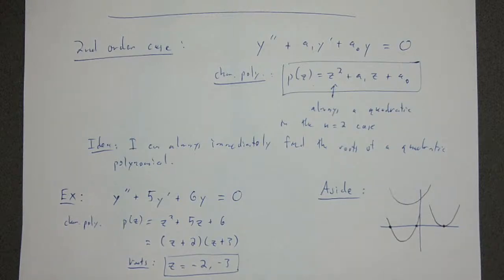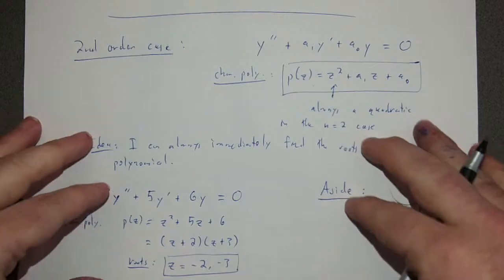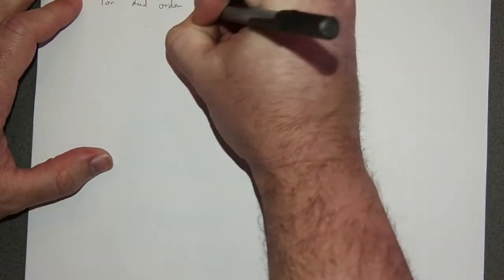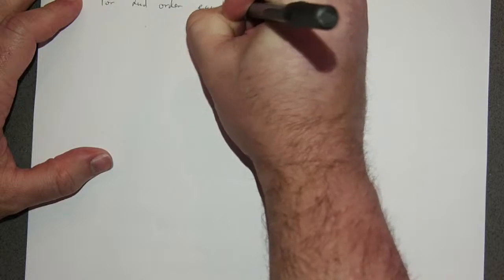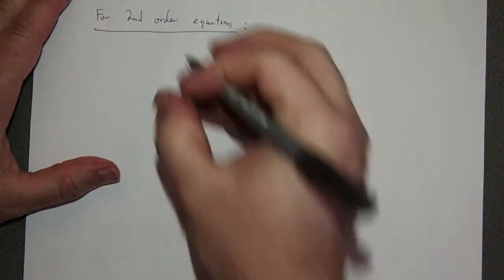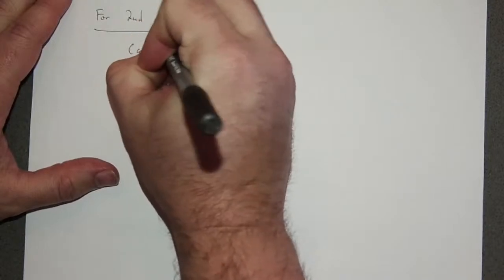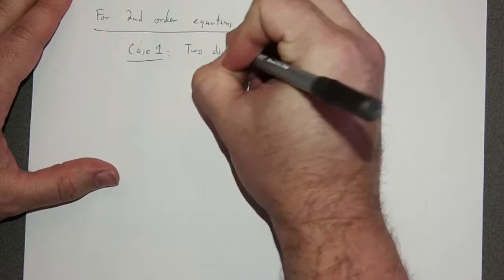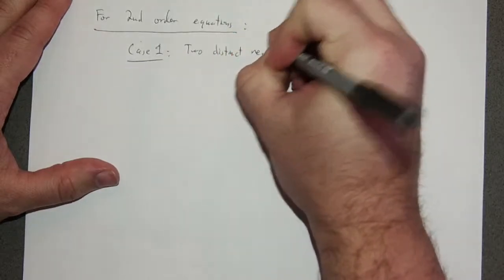So I'll talk a little bit more about that if you're confused by what it means when I say complex conjugate. We'll talk about this stuff more later. But let's just quickly review the cases. So for second order equations, there are three cases. There's case 1, two distinct real roots.